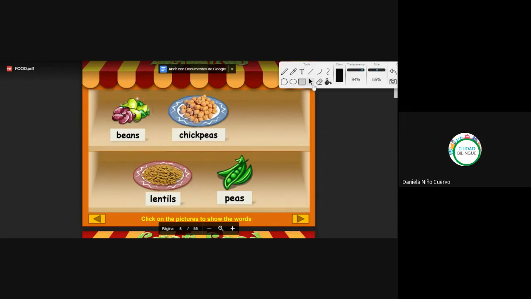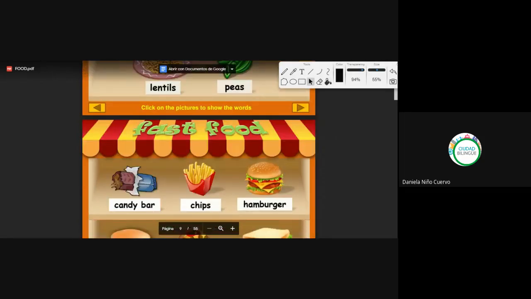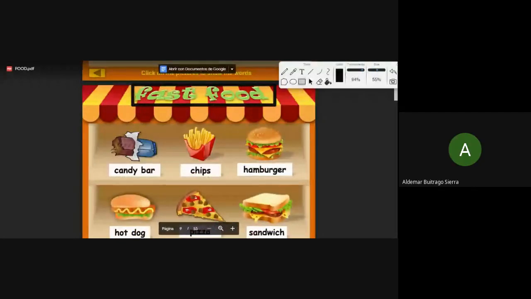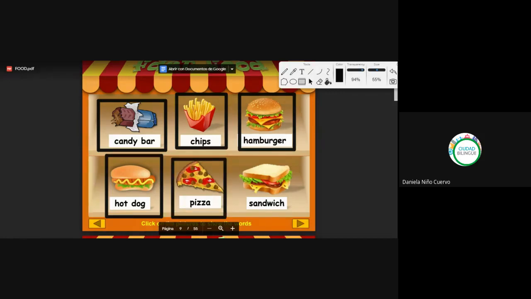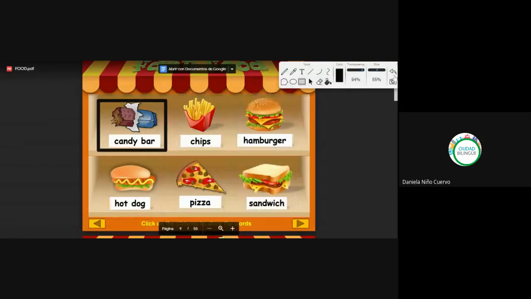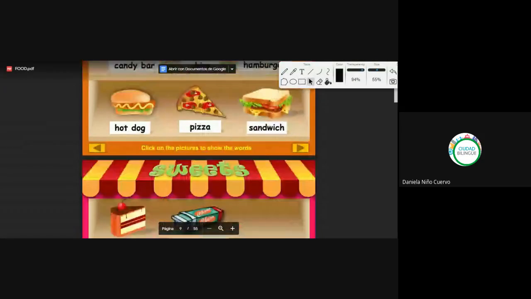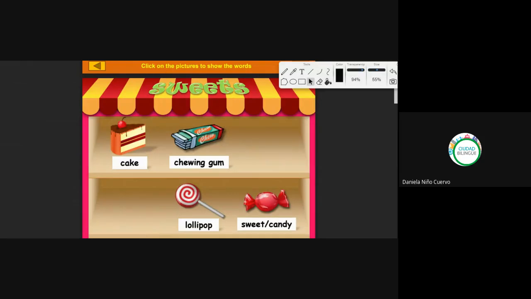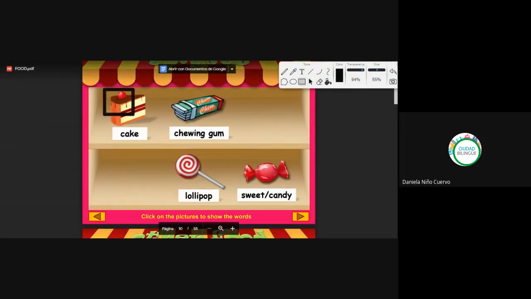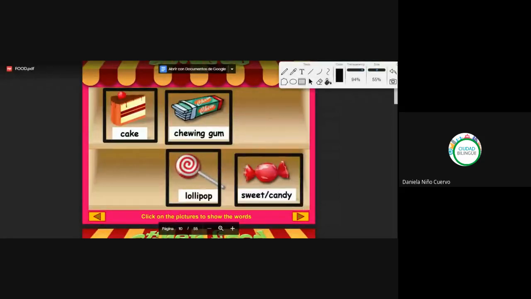All right, we continue. We have the fast food. How do you say fast food in Spanish? Comida rápida. Yes. So we have candy bar, chips, hamburger, hot dog, pizza, and sandwich. Yes, they are pretty similar to Spanish, so we can continue. Here we have the sweets. Sweets. How do you say sweet in Spanish? Dulces. Yes, dulces. So we have over here a cake, chewing gum, lollipop, sweet or candy? You know chewing gum?